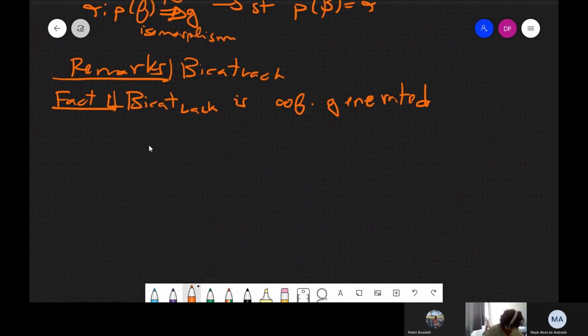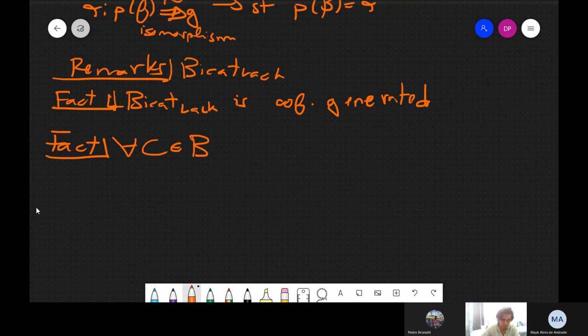And, okay, so fact two is really interesting. For every bicategory C, this has a cofibrant replacement, right? Because of the model structure. This cofibrant replacement is obtained as a factorization of the initial morphism. This morphism can be factored first as a cofibration and then as a trivial fibration.